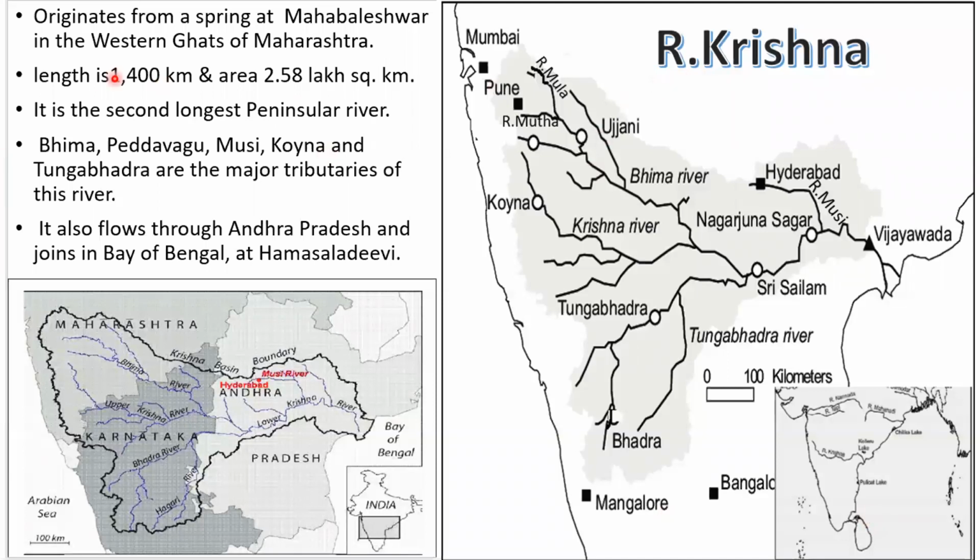Next is River Krishna. It originates from a spring at Mahabaleshwar Hill in the Western Ghats of Maharashtra. The length of the river is 1,400 kilometers, and it drains an area of 2.58 lakh square kilometers. It is the second longest peninsular river of India. The important tributaries are the Bhima River, Pedavagu, Musi, Mula and Mutha. Hyderabad is situated on the banks of river Musi, and Pune is situated on the banks of Mula and Mutha. Tungabhadra is a major tributary of this river. It also flows through Andhra Pradesh and joins the Bay of Bengal at Hamsaladeevi.